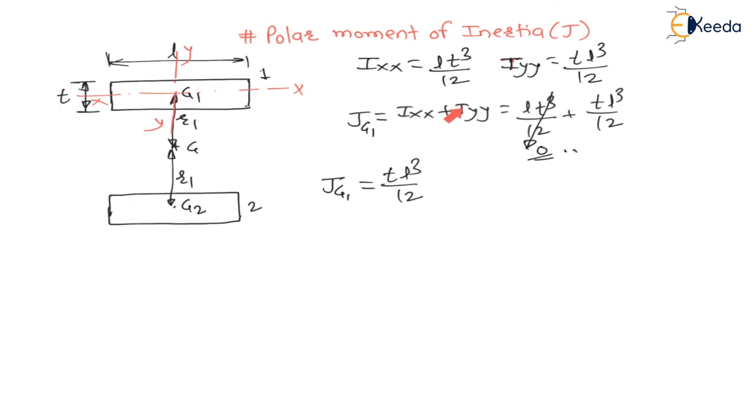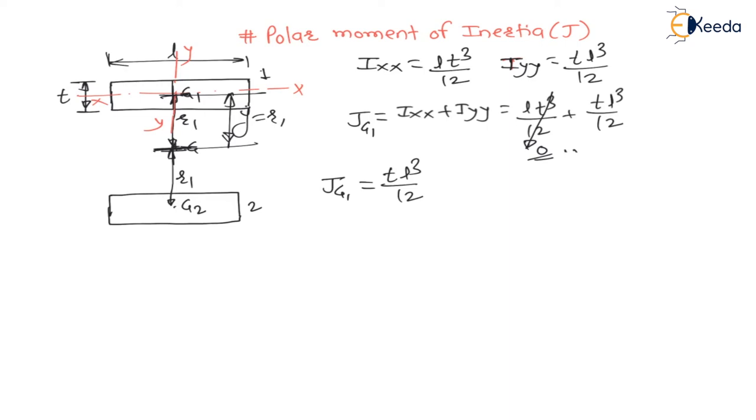See, how to find polar moment of inertia, how to find Ixx, Iyy, that you have already seen in engineering mechanics, right? Therefore, here I am only quickly revising. This will be J about G1. But my dear students, my target is to find J about G, because torque is acting about G. Now, I have to shift this JG1 to JG. And the distance between them is called Y, which is nothing but R1.